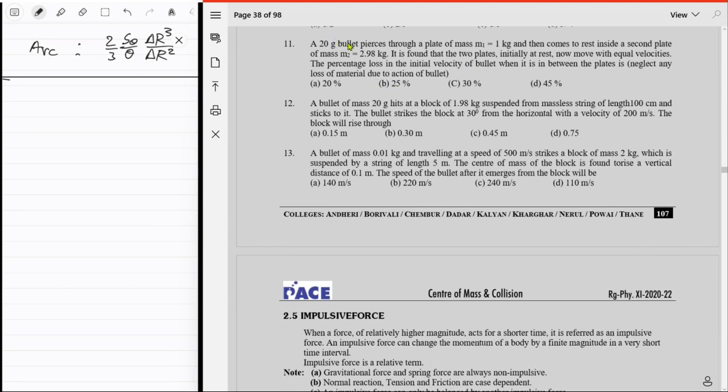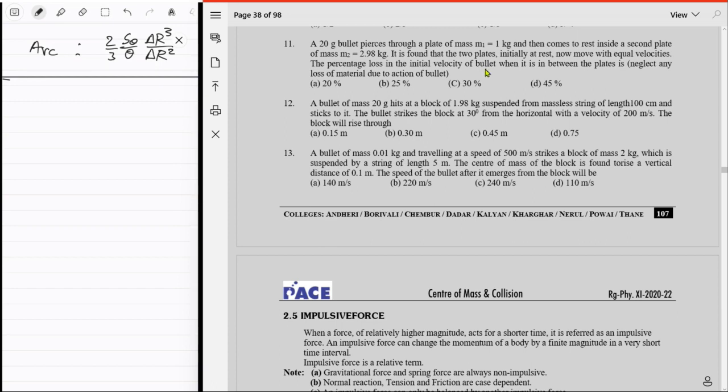A 20 gram bullet pierces through a plate of mass something and then comes to rest inside a second plate of mass something. So this plus that is just 3 kgs. The percentage loss in the initial velocity of the bullet when it is in between the plates is what? Oh, okay, that's it.